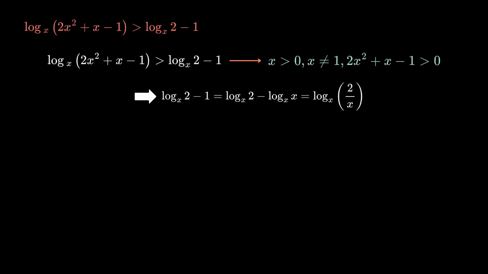So let's solve this. For the starter, take a look at the right hand side. Take a look at the logarithm of 2 with base x minus 1. We can simply say that 1 is actually the logarithm of x with base x, and we know that when two logarithms have the same bases and there is a subtraction between them, I can just change the subtraction to division, and this is vice versa as well. So I will change the logarithm of 2 with base x minus the logarithm of x with base x to be equal to the logarithm of 2 over x with base x.